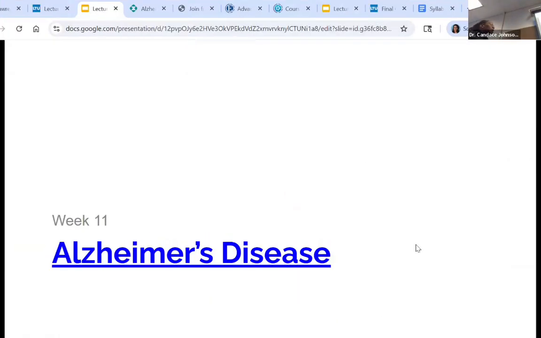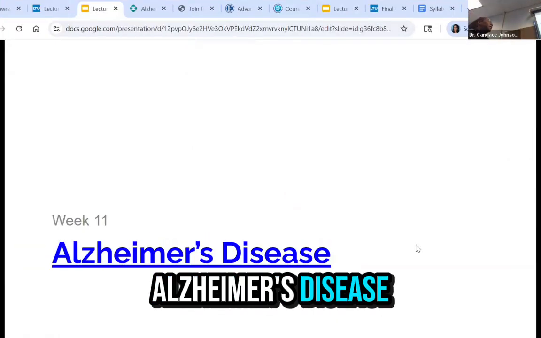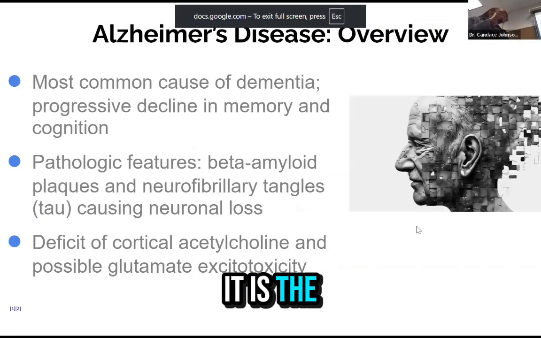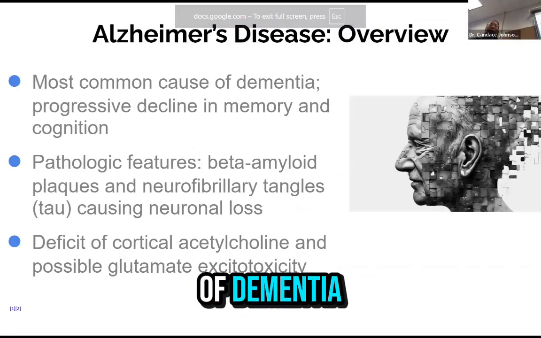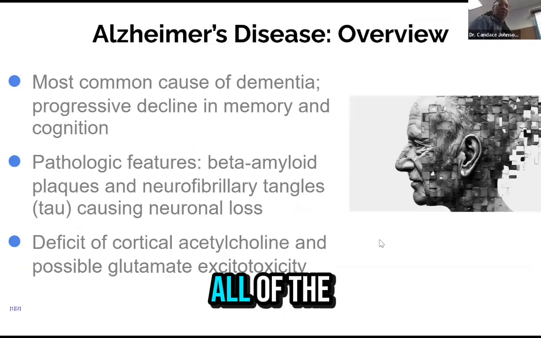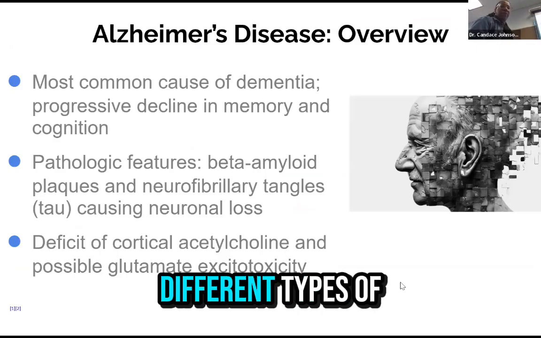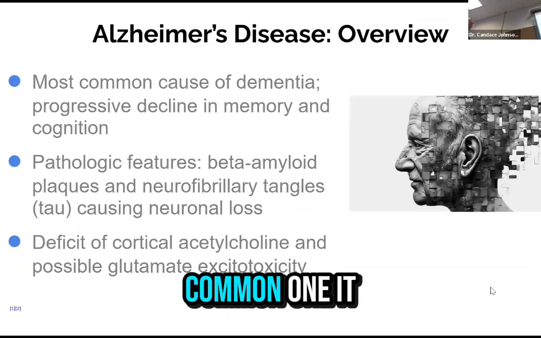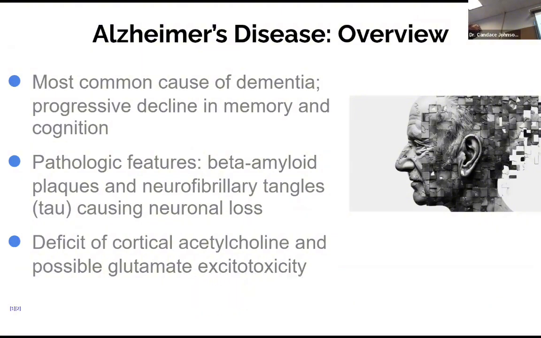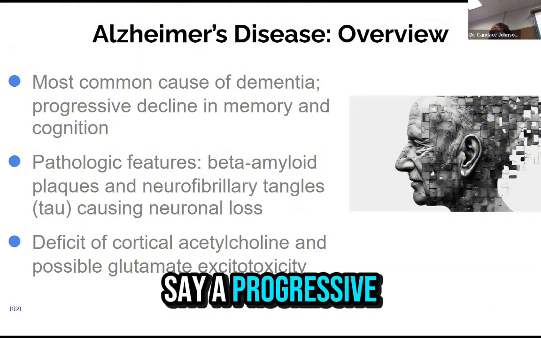Okay, all right. So Alzheimer's disease. It is the most common cause of dementia, of all of the different types of dementia. It's the most common one. It is progressive. And what do I mean when I say a progressive disease?